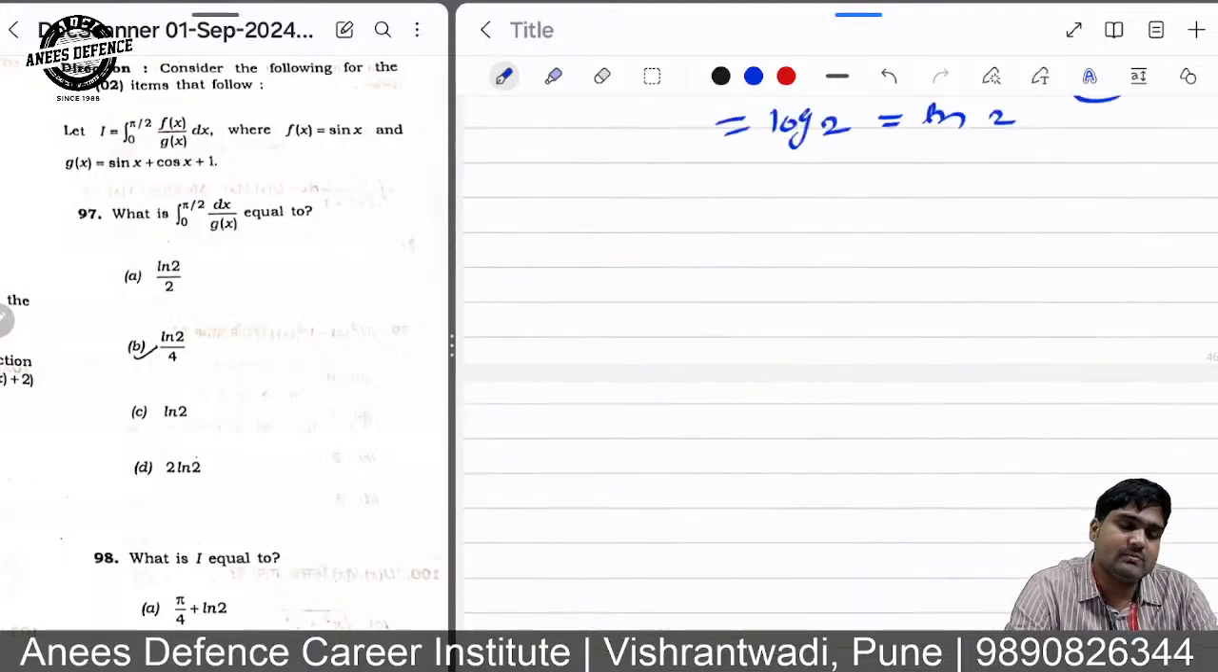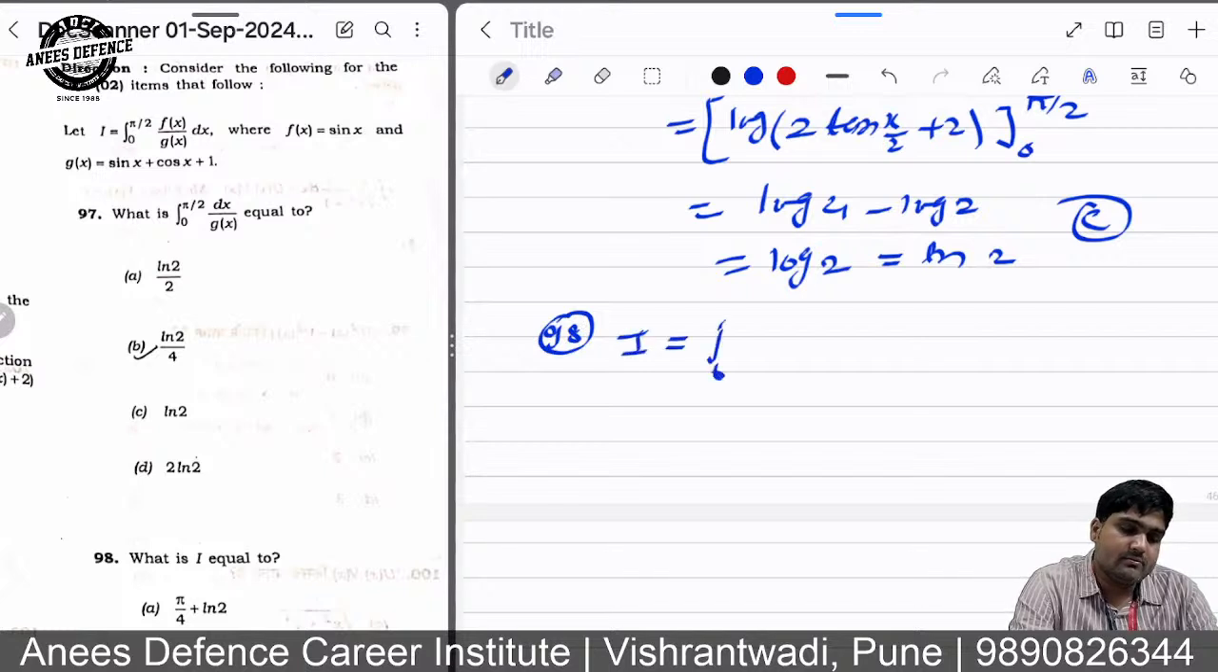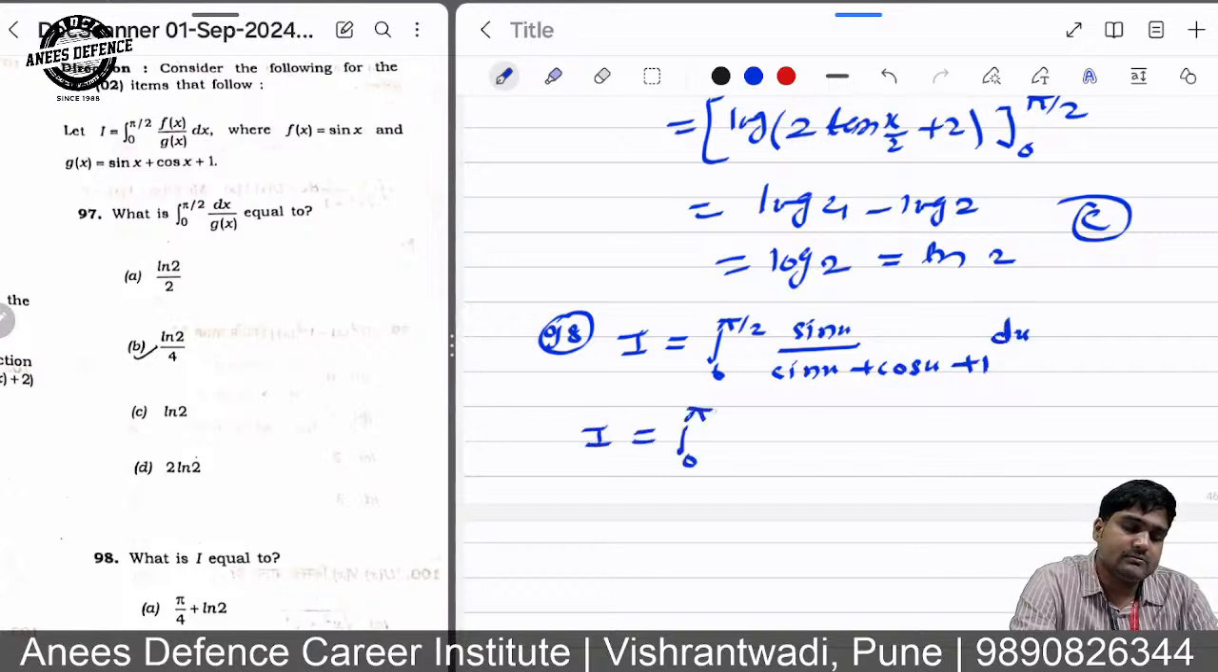The integral of dx upon g(x) from 0 to pi by 2 is ln 2. Now calculate the value of I, given as question number 98: the integral from 0 to pi by 2 of sin x upon sin x plus cos x plus 1 dx. Now apply the King's rule. So sin(90 minus theta) is cos x, giving cos x upon sin x plus cos x plus 1 dx.